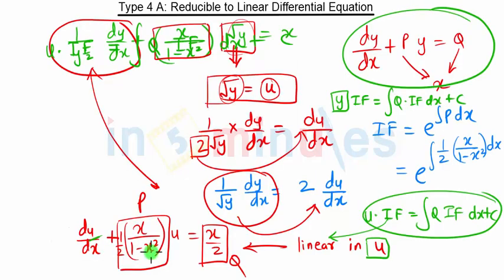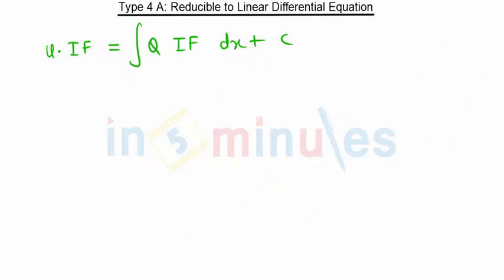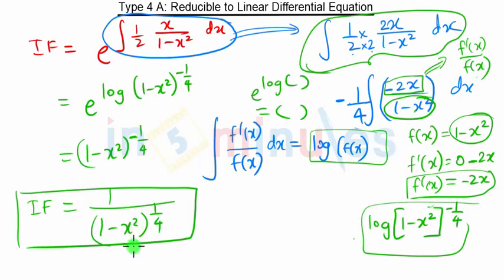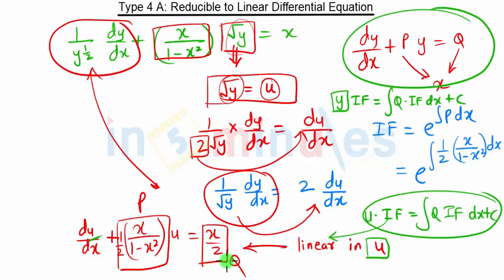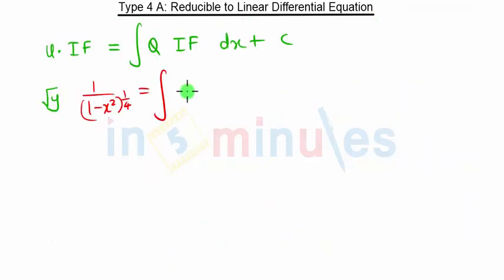We have substituted u as root y. So u is root y. What is integrating factor? We have just calculated integrating factor as 1 upon 1 minus x square the whole raised to 1 by 4. So 1 upon 1 minus x square the whole raised to 1 by 4 equals integration of q. What is q? So as you can see here, q is this part, which is x by 2. So q is x by 2 and integrating factor is this, which is 1 upon 1 minus x square the whole raised to 1 by 4, into dx plus c.